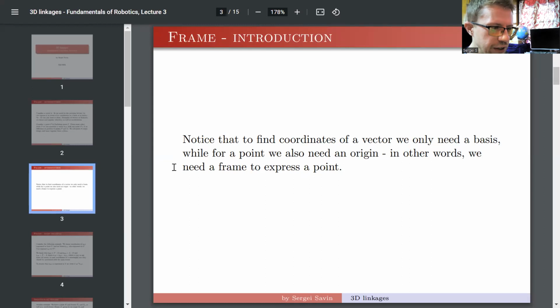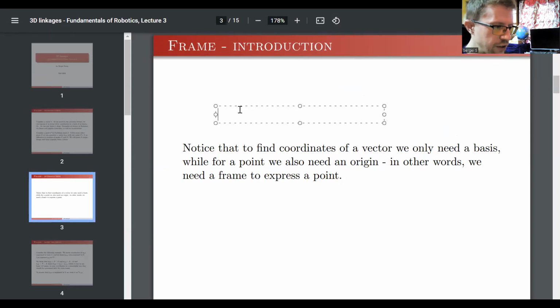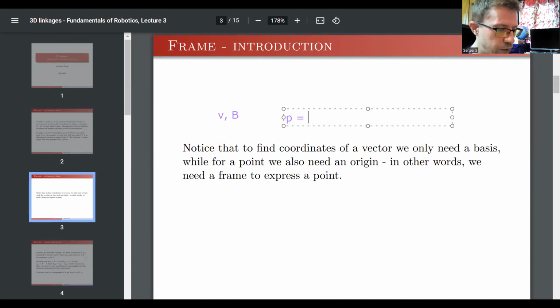So notice, in order to find coordinates of a vector, you only need a basis. Remember last time we said that if you have a vector v and a basis, let's say B, in order to find coordinates of v in B, if B is orthonormal, then all you need to do is to multiply v by B transposed, right? That is for vectors.